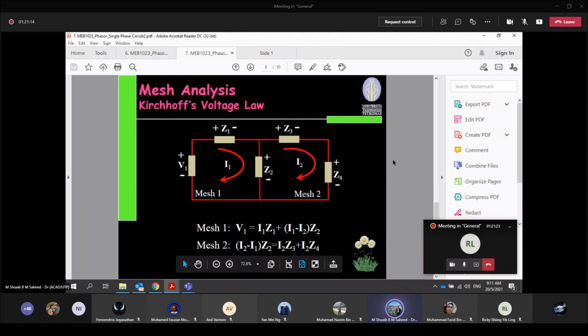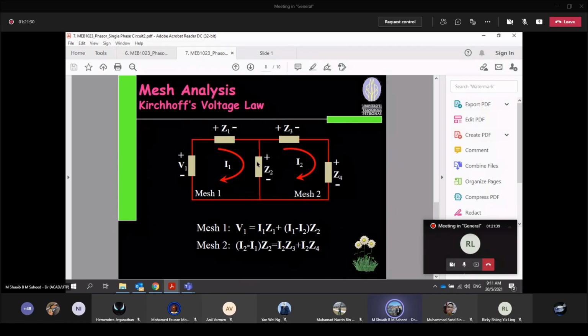What I want to show you now is the mesh analysis, another way of doing these circuits. So another refresher coming in. Let's say you have your voltage, you have impedance, and then you need to get your mesh. This will be your first mesh, going in the clockwise direction. As usual, the total voltage drop and voltage rise equals 0. That's the explanation for KVL, Kirchhoff's voltage law.